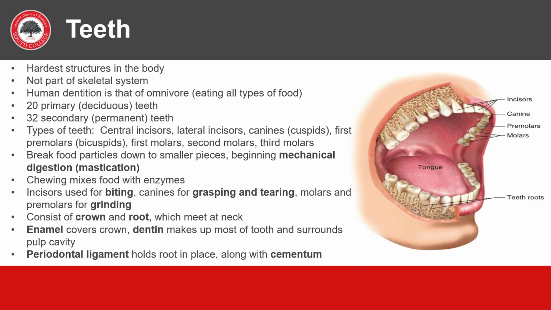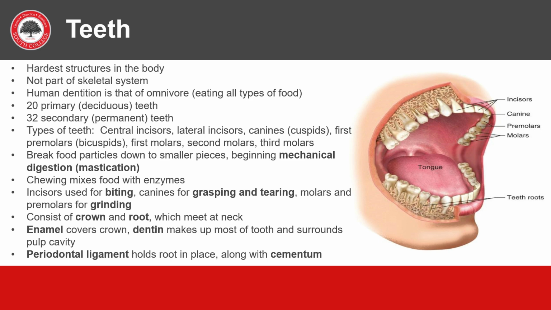Next, we'll discuss the teeth. We need teeth for biting and chewing of food, or mastication. We are omnivores which eat about anything and therefore need different types of teeth for this purpose. We have incisors that are used for biting and canine teeth that help in grasping and tearing of the food we eat. Molars and premolars grind up the food.